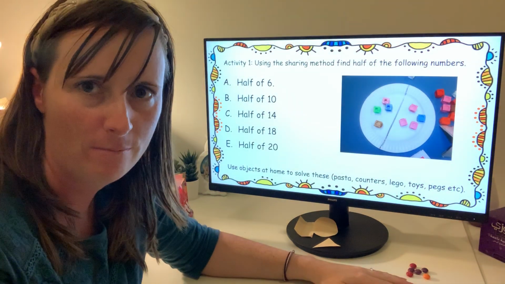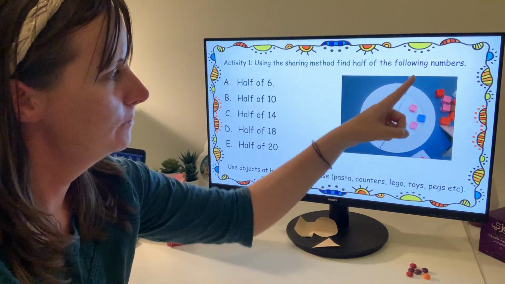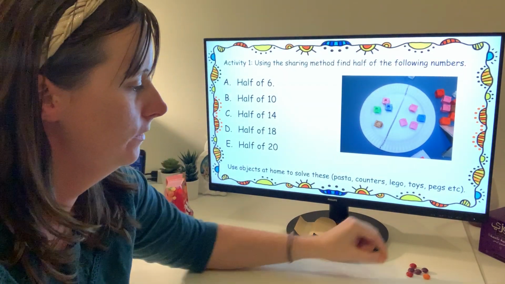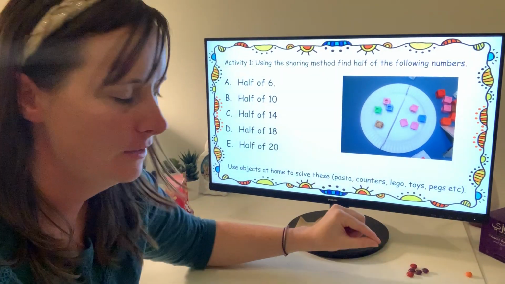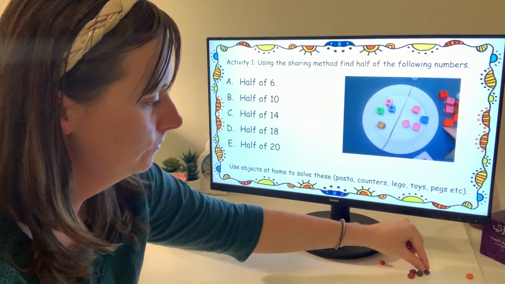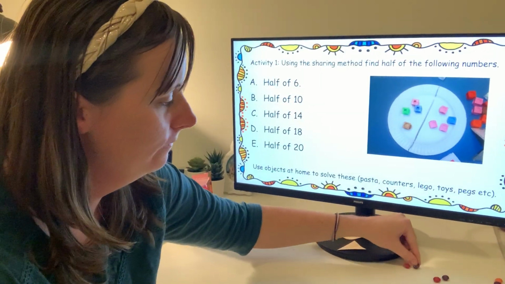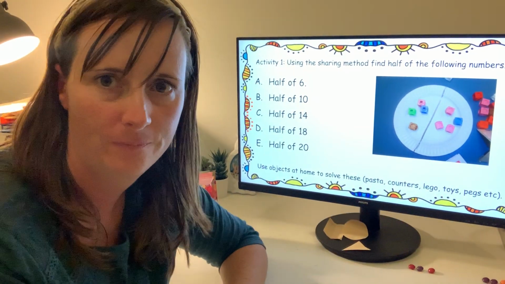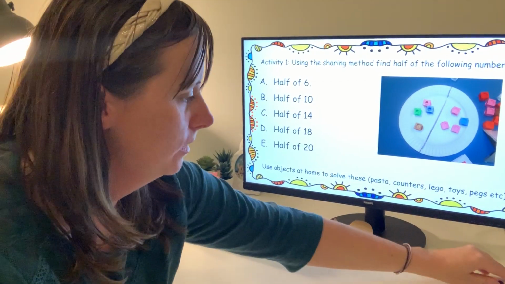I'm going to use the sharing method. Just like we've got a plate here, it's been cut in half, you can share onto either side. I'm going to pretend I've got one though. I'm going to say one for this group, one for this group, one for you, one for me, one for you, one for me. Now I've shared them out, you probably can't see that group there.